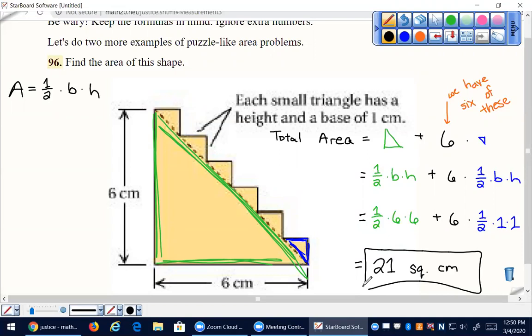Why is it there? The half is there because it's from the formula. Nothing is measured a half. It's not like we have a half of a shape. It's just that the formula makes us use halves. And then the last flavor of number are the bases and heights. That's what's actually measured in the shape.